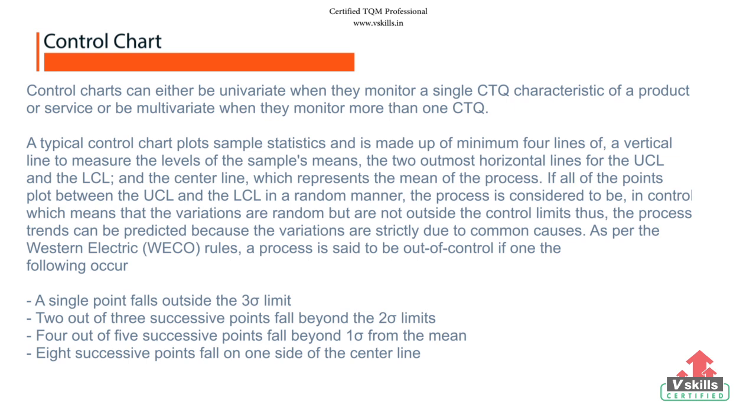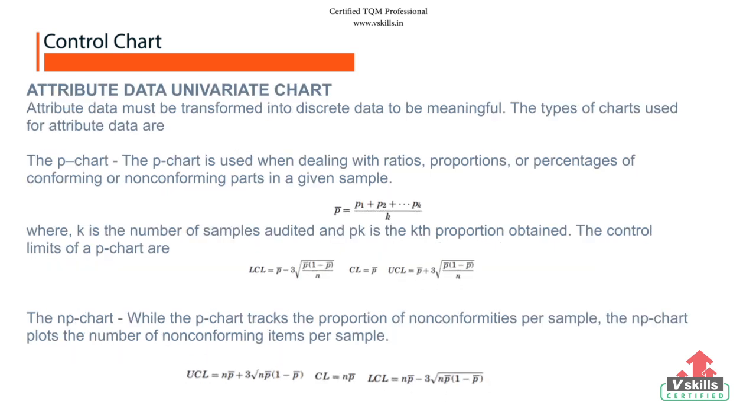If all the points plot between the UCL and LCL in a random manner, the process is considered to be in control, which means that the variations are random and not outside the control limits. Thus, the process trends can be predicted because the variations are strictly due to common causes. As per the Western Electric rules, a process is said to be out of control if one of the following occurs. The attribute charts are the P chart, the NP chart, the C chart, and the U chart.